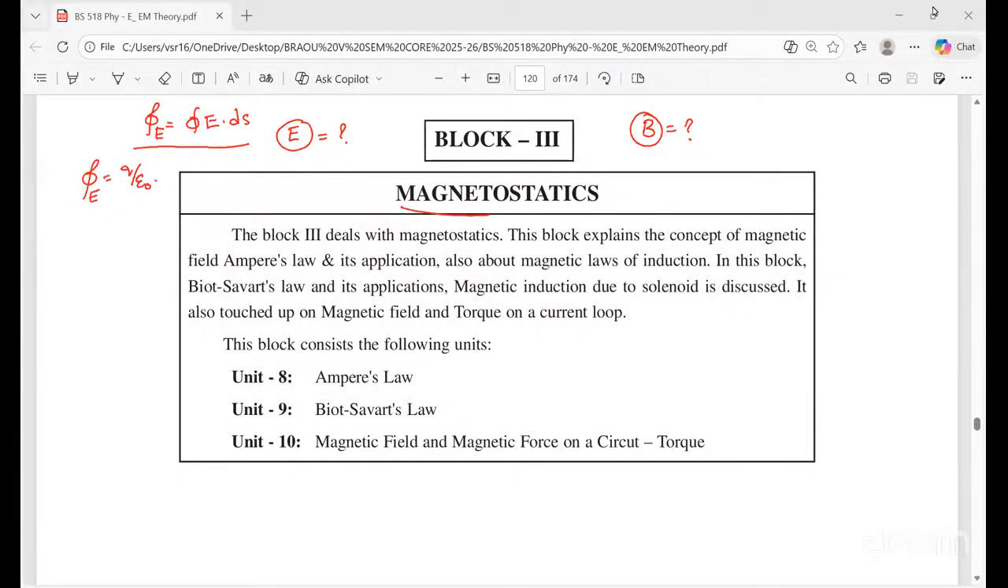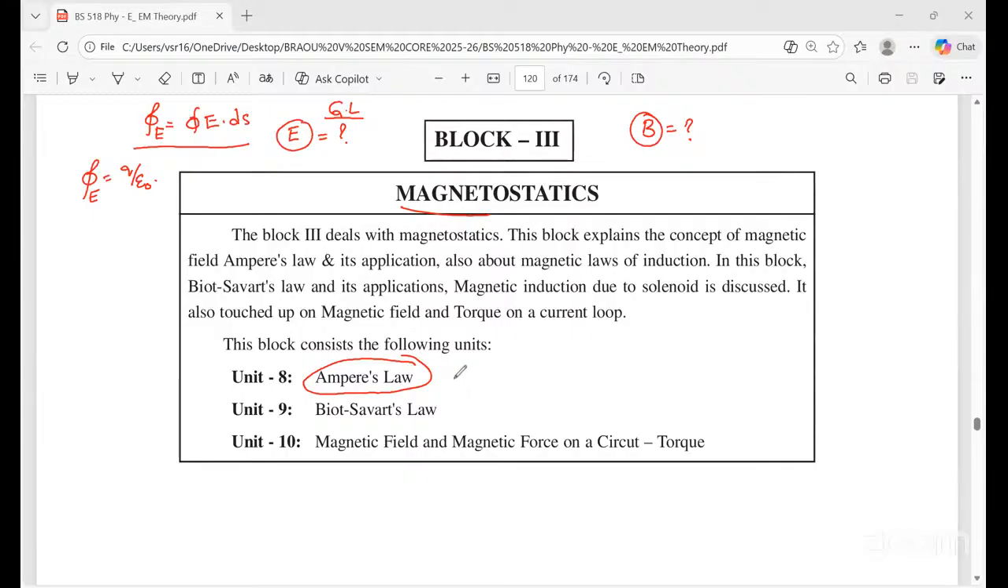So magnetic field as well as the magnetic induction. So what is the B value? If you want to calculate the B value, the basis is Gauss law. But here that law is Ampere's law. Okay? So this is Ampere's law.